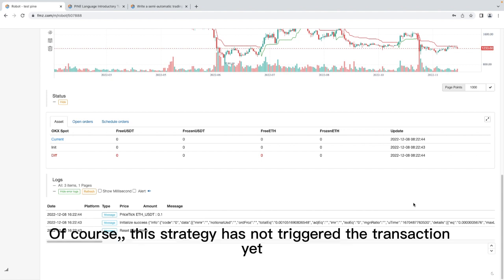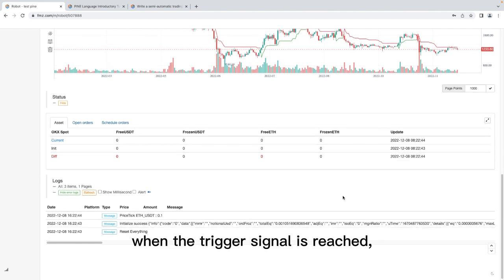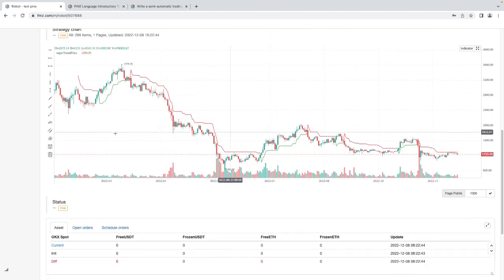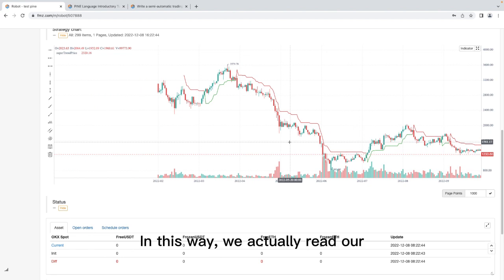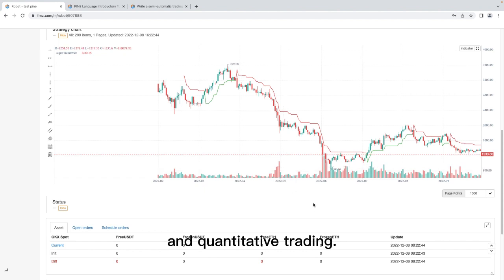Of course, this strategy has not triggered the transaction yet. If the market is changing constantly, when the trigger signal is reached, the specific order will be placed and displayed in the entry order. In this way, we actually read our real exchange assets, and we will operate in a real way to achieve our program and quantitative trading.